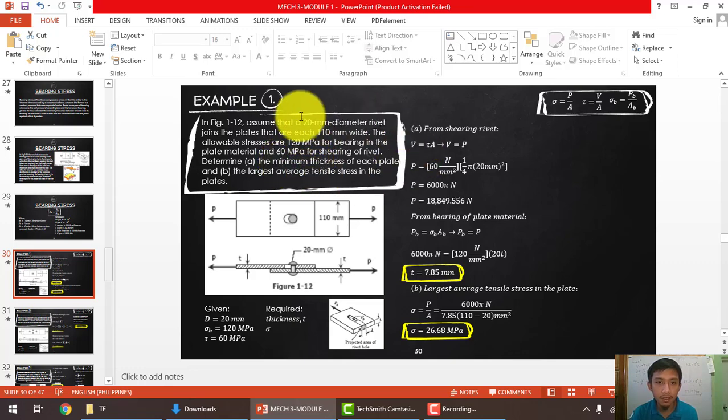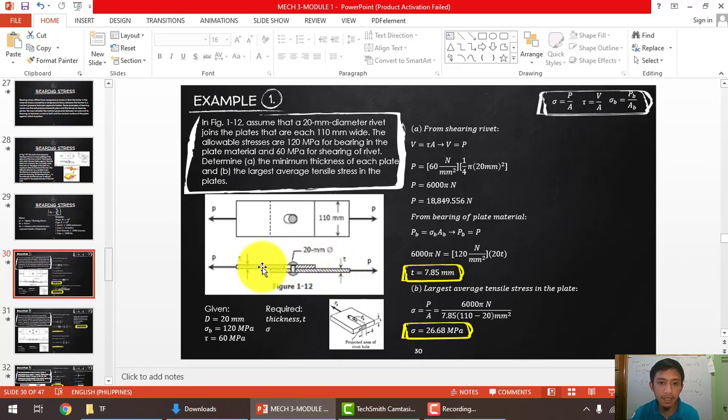Okay, so write down the given. We have a diameter of 20 mm, the bearing strength of the plate is 120 megapascal, and the shearing strength of the rivet is 60 megapascal. But what else is given there is the width of your plates. If you look at the figure, it says that the thickness of the plate is unknown, T, and so with the other plate below. So they are of the same thickness.